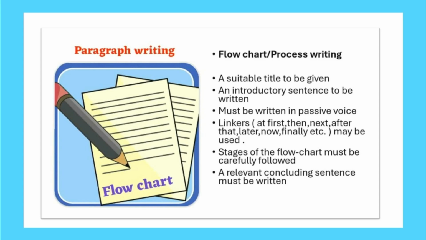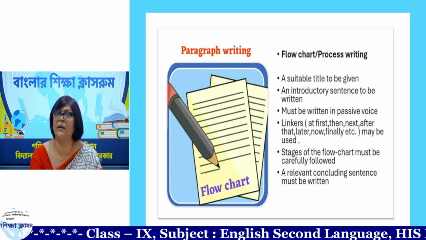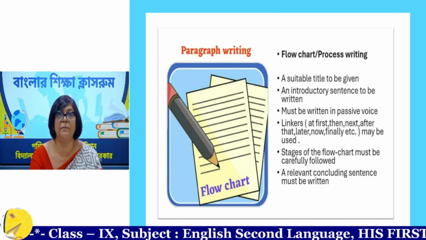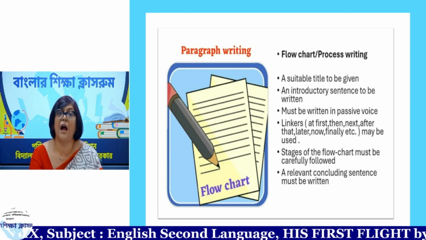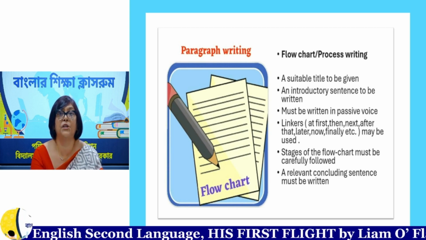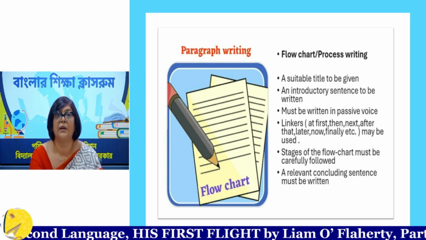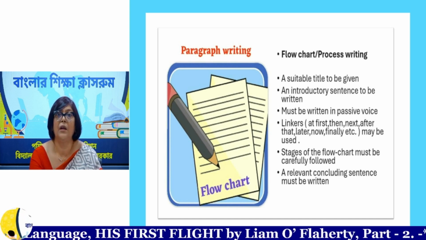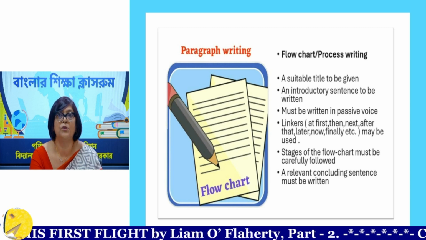Then you have paragraph writing. In paragraph writing, paragraphs are of different types. Sometimes you are given suitable points, where it is just a general paragraph on some topic with the hints given. Sometimes it is a flow chart, like how to wash clothes in the washing machine. That is a flow chart. There are some processes given one by one in chronological order, one after another, which you have to follow. So that is a flow chart.